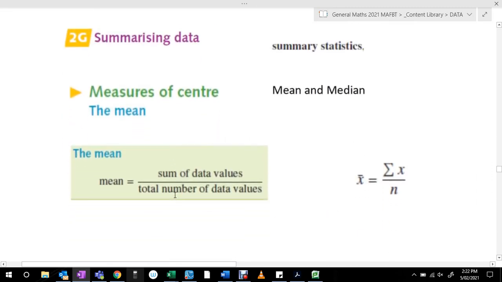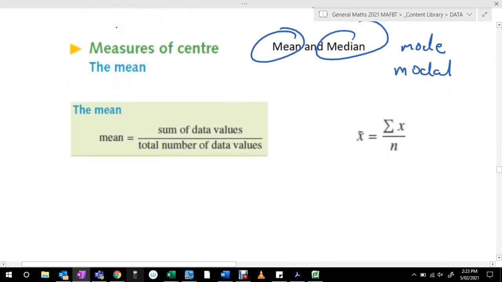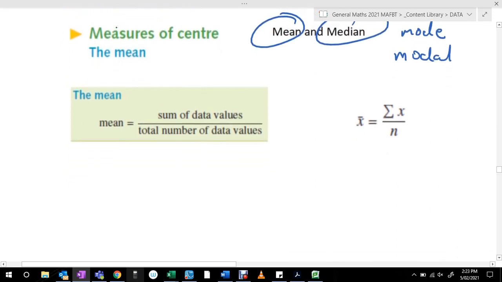So 2G now is we're looking at summarizing the data. So you've got the data, you've got the displays, you've got it as a histogram and as a stem and leaf plot, but what the heck do you do with it? Okay, you can't just have data and not interpret it. That's when we start looking at your mean, your median, and I'm going to include the mode, or some of you have seen it as modal, same thing. Okay, that's the most frequent number. But just some refreshers on what these mean.